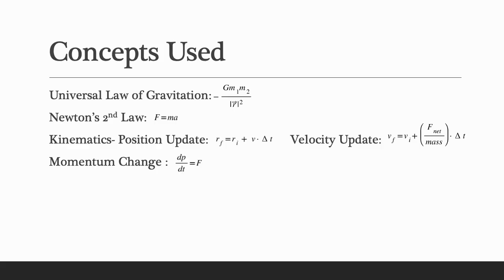More info about the concepts used. The universal law of gravitation equals G m1 m2 over r squared. Newton's second law is F equals ma. Kinematics position update is r_f equals r_i plus v delta t. Velocity update is v_f equals v_i plus F_net over mass times delta t. And momentum change is dp over dt equals F.